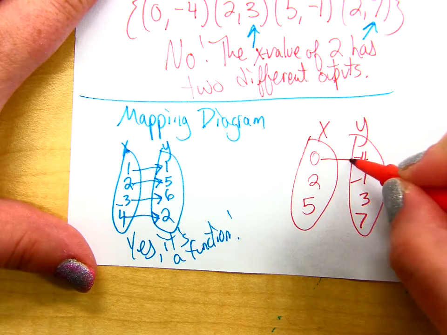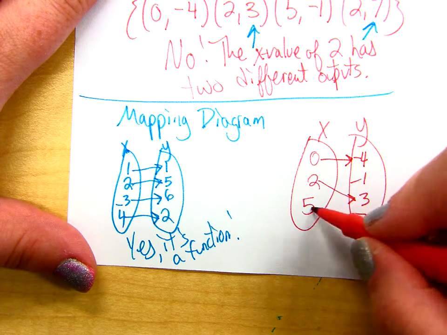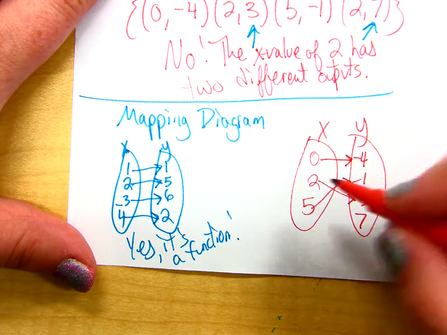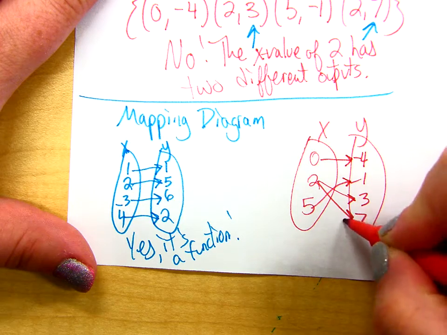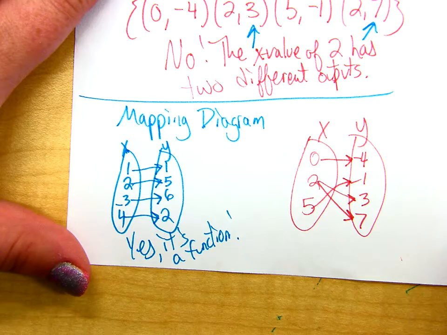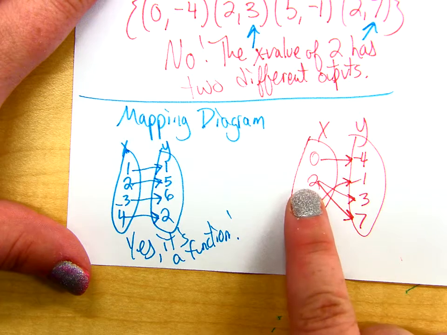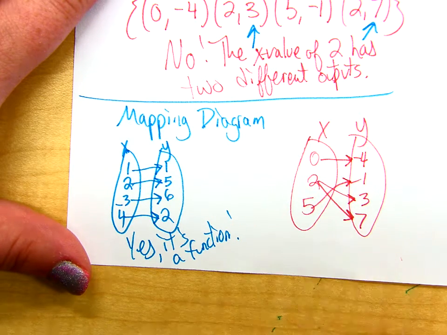0 went to -4. 2 went to 3. 5 went to -1. And then 2 went to 7. Was this thing a function? No, and you can very clearly see it here because I have one of my x values, the 2, going to 2 different places.